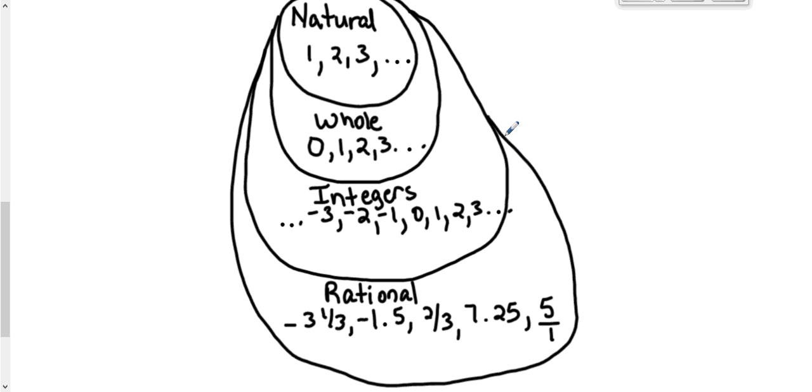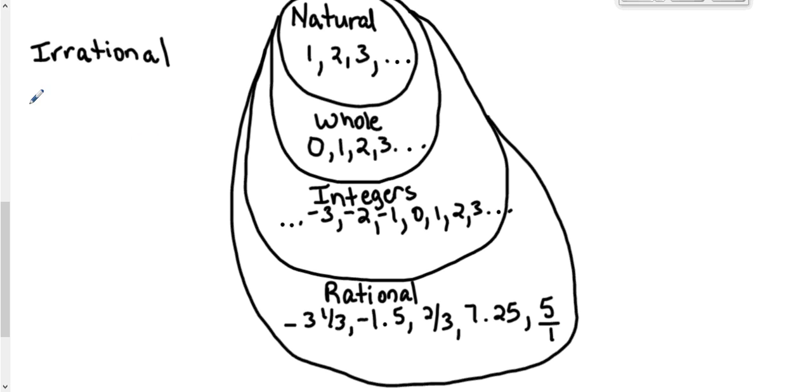Now, there's one more category that falls under the umbrella of real numbers, and those are called irrational numbers. So the irrational numbers, we say they're a little bit crazy. They're all off by themselves. They don't want to follow the rules. Rational numbers can all be written as fractions. So irrational numbers are numbers that cannot be written as fractions.